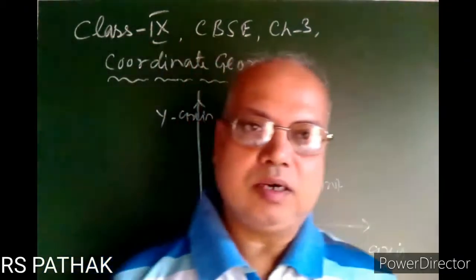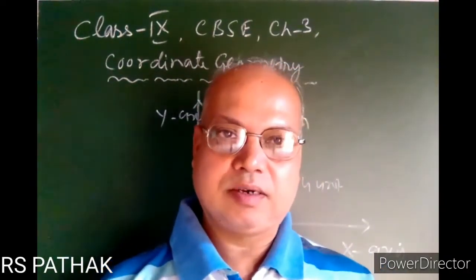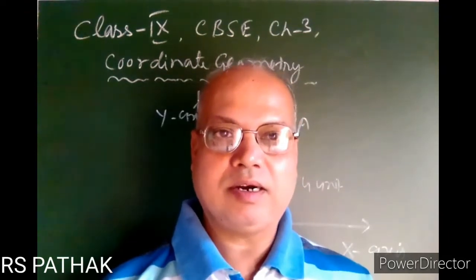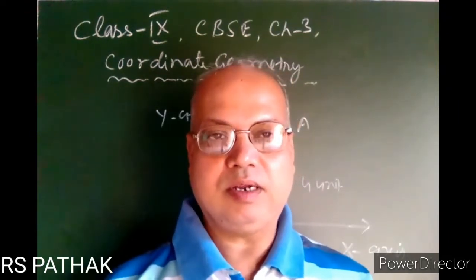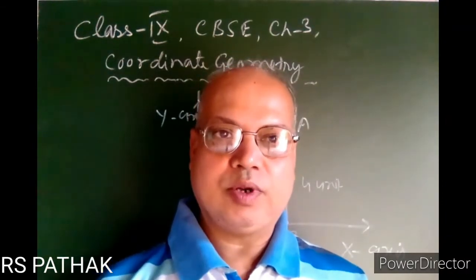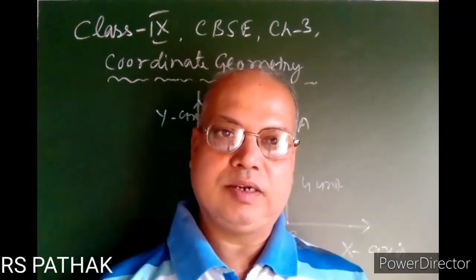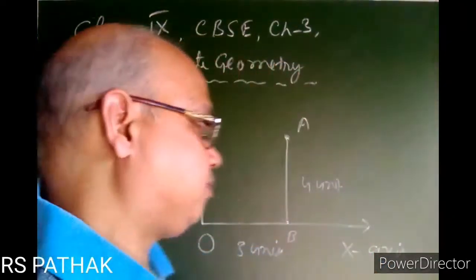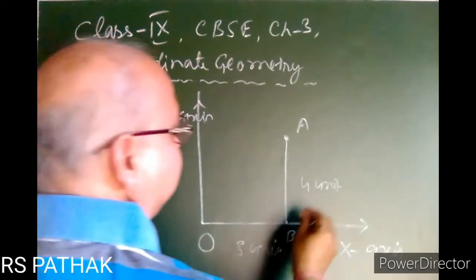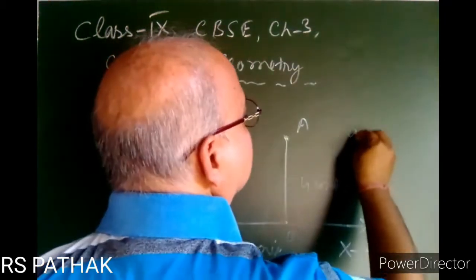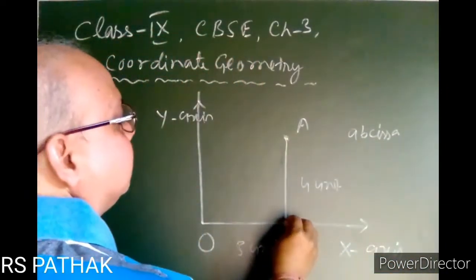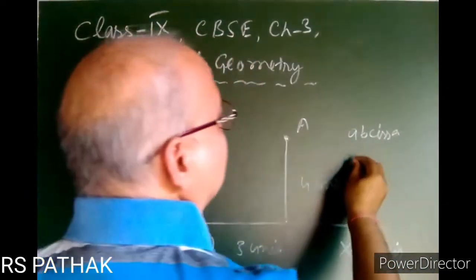For locating a point, you will need two pieces of information: first the origin, and second the coordinate axes, the x-axis and y-axis along which you will move, and the point of origin from which you will start moving. This distance, 3 units, is called the abscissa. And this distance along the y-axis is called the ordinate.